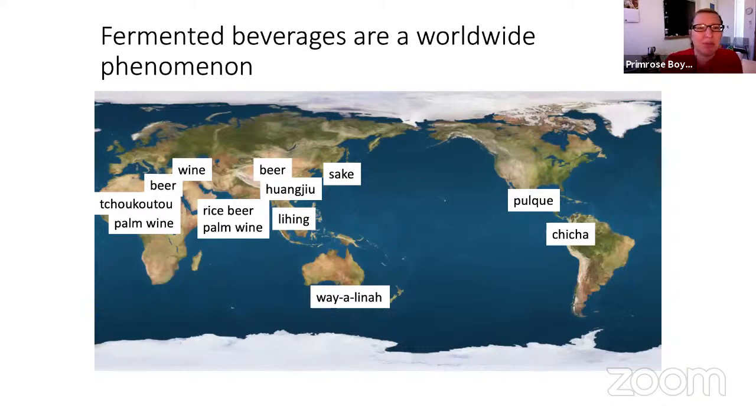And so there's some thought that people have actually been selecting for, you know, what tastes good in beer and what tastes good in wine are not the same flavors. So people have been selecting for those flavors.